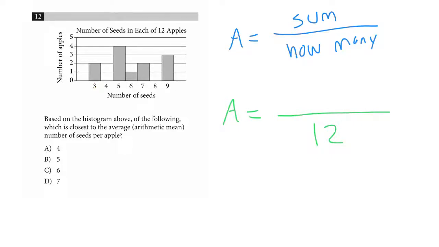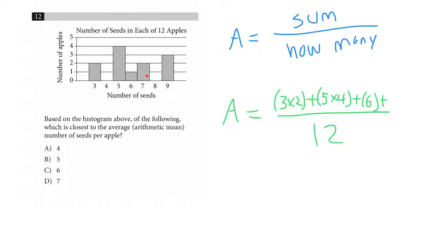Well, there's 3 times 2 seeds, right? Because there's 3 seeds in 2 apples, right? So I will say 3 times 2. And we're going to be adding that to 5 times 4, right? Because there's 5 seeds and 4 apples. So that's going to be 5 times 4. And we're going to be adding that to 6 times 1. I'm just going to write 6 if you guys are cool with that. I'll still wrap it in parentheses, though.